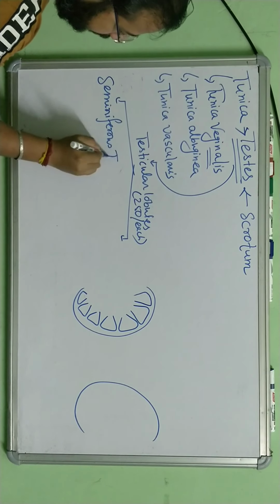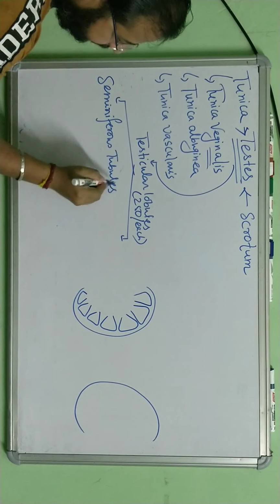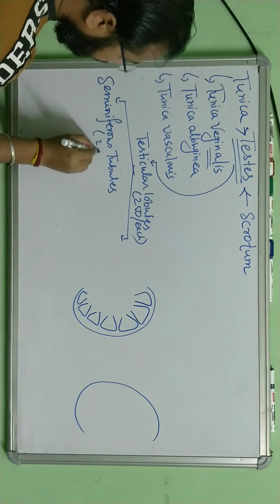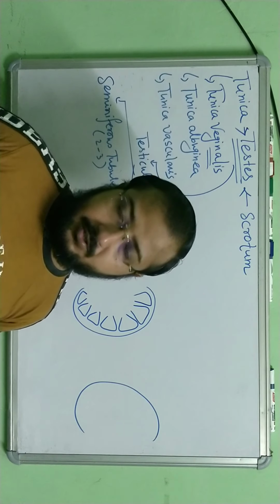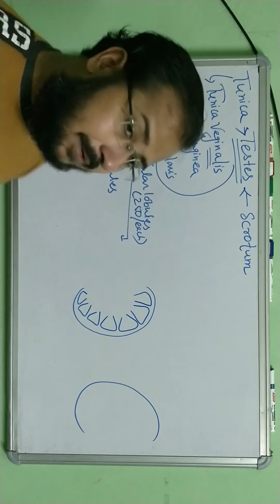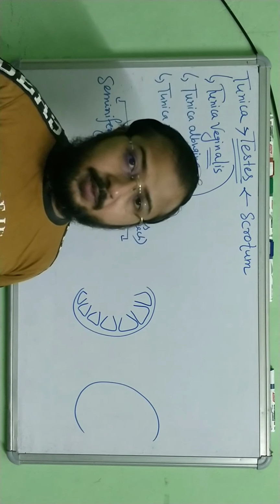Seminiferous tubules. How many? 2 to 3 at least. They are very highly coiled inside these compartments, lobules. It may be more than 3, but at least 2 to 3 has to be there.